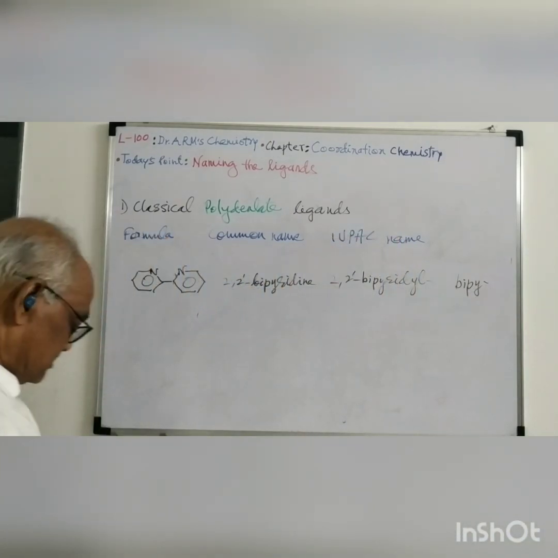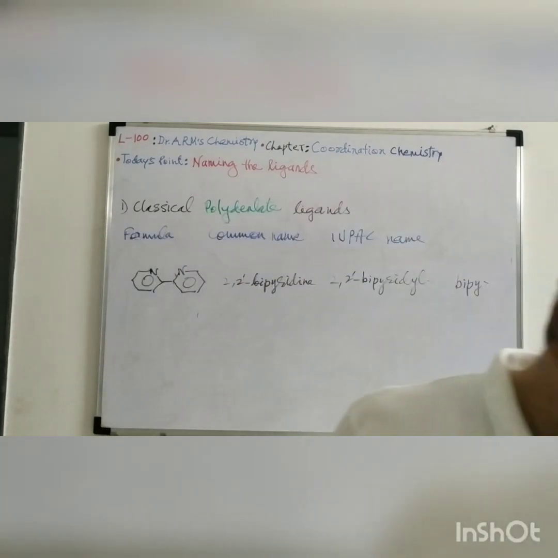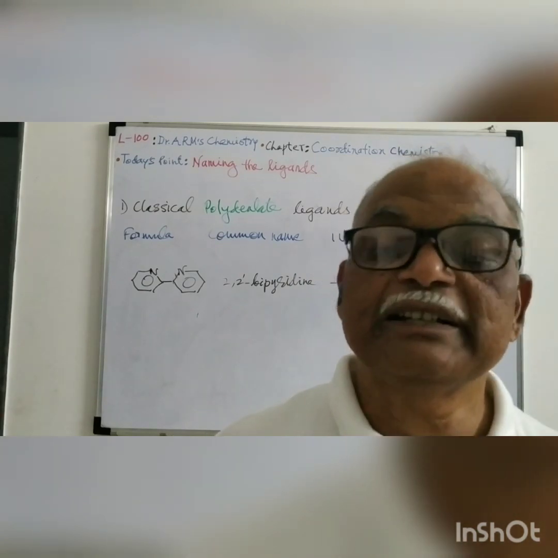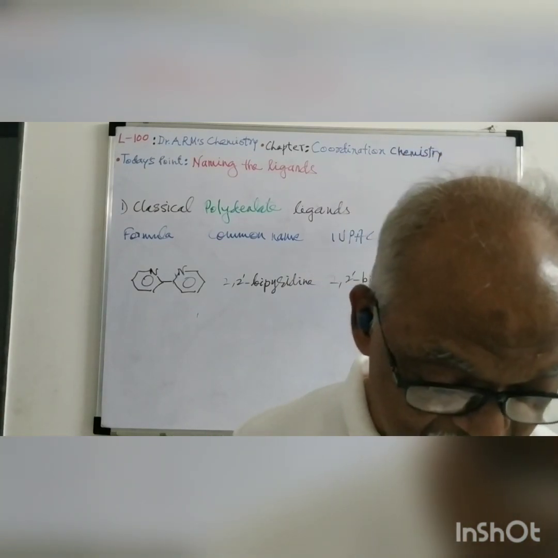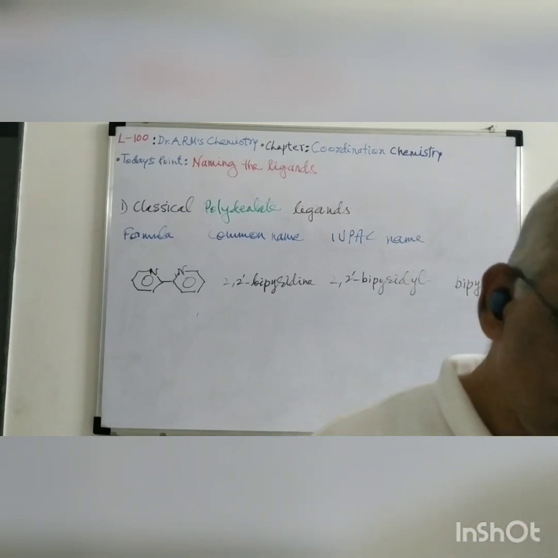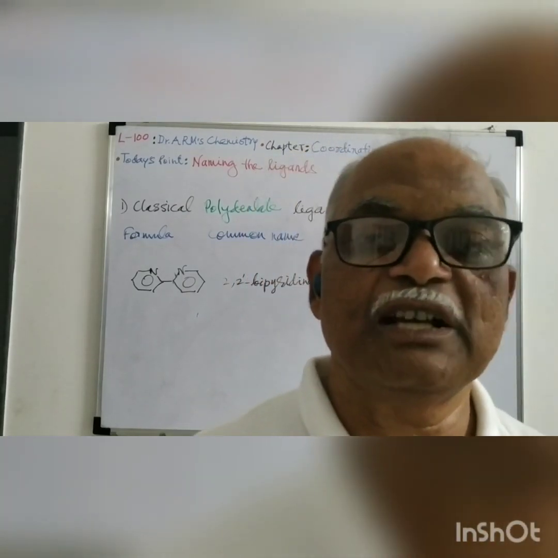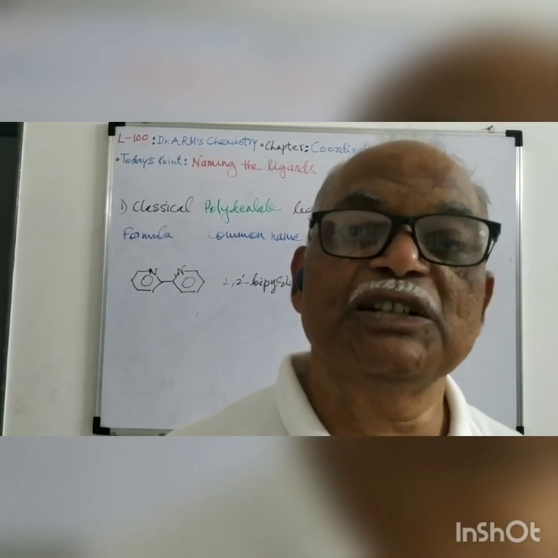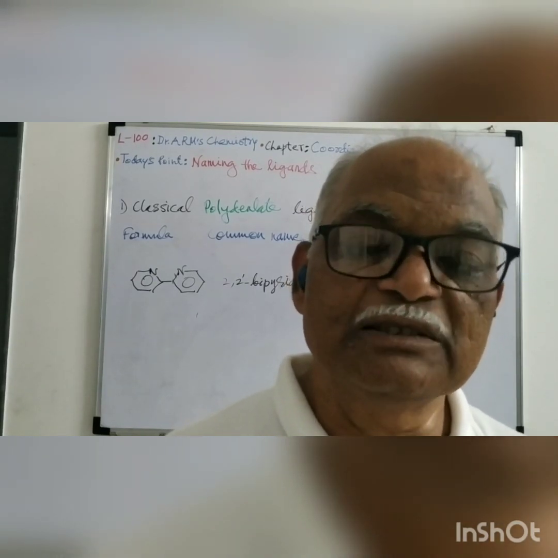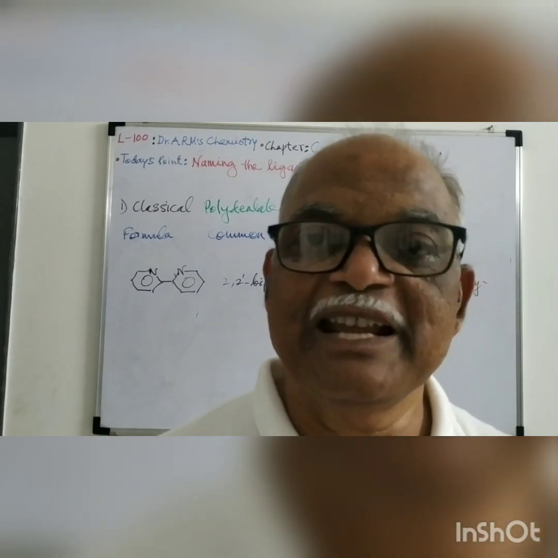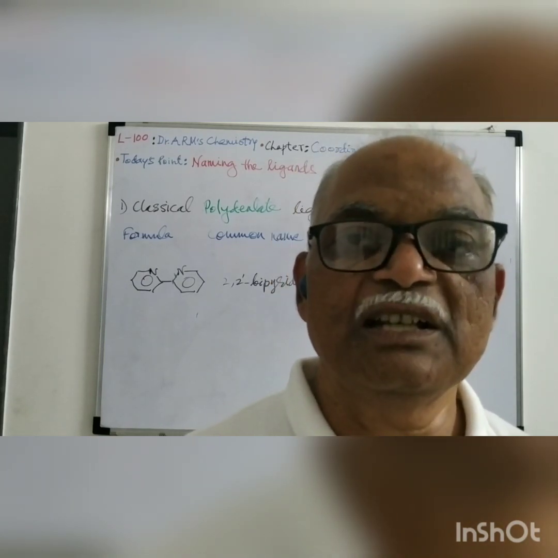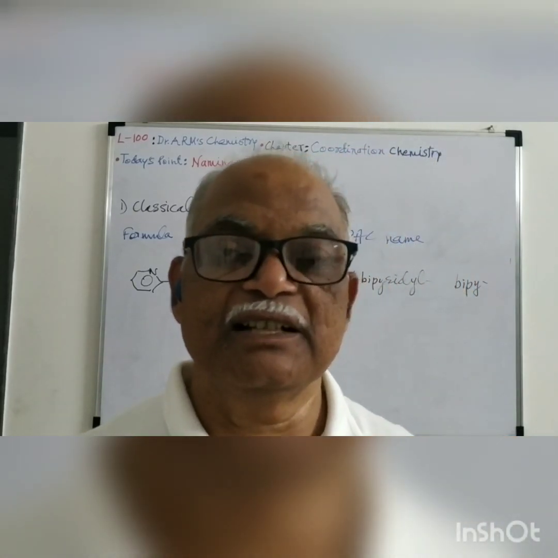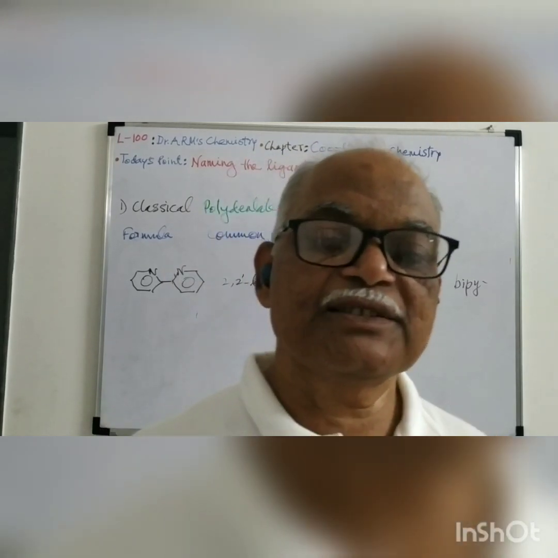So in this way there are several examples, and there is no need to give the name of every ligand here. We will stop our discussion here and we will see the naming of complexes and what rules are available according to the common or trivial name system and IUPAC nomenclature system. We'll see these things in the next lecture. See you next time.